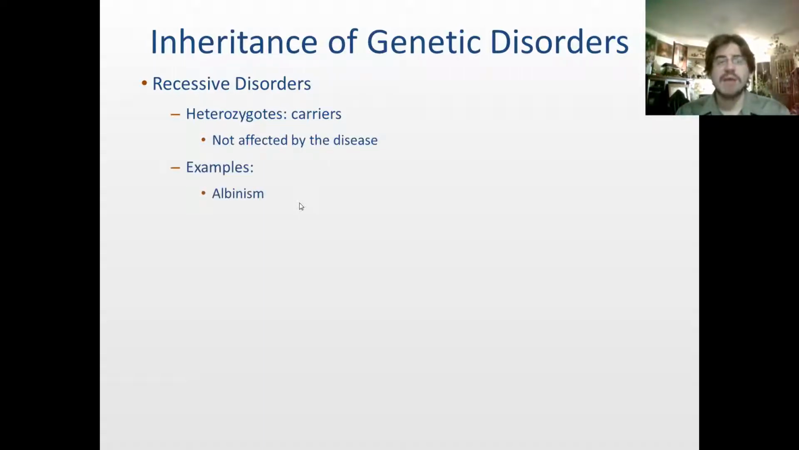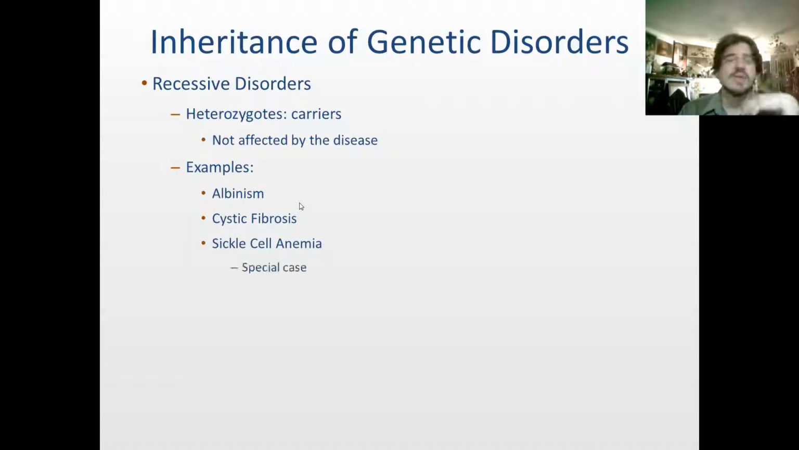Here we go. Albinism is a recessive disorder. Albinism is a total lack of pigment in the body. You appear very, very pale white. Your eyes are pink. Your hair is essentially white because there's no pigment in your hair. Cystic fibrosis, another recessive disorder.